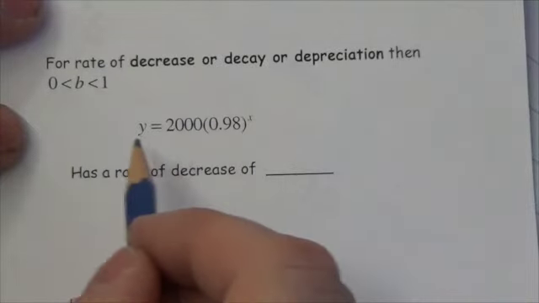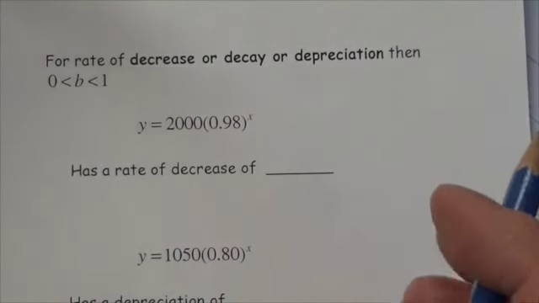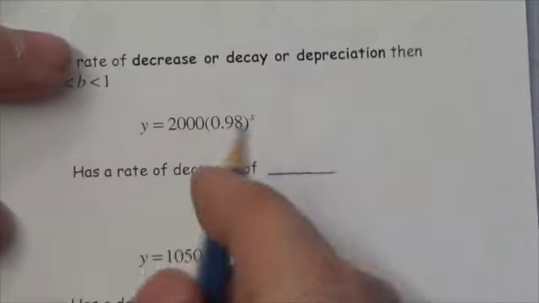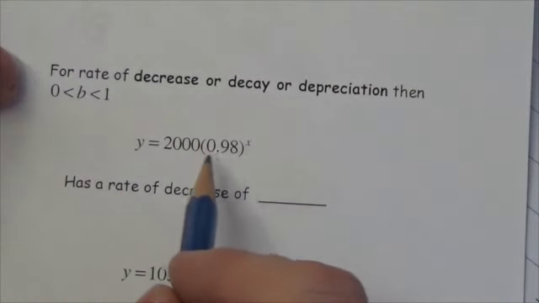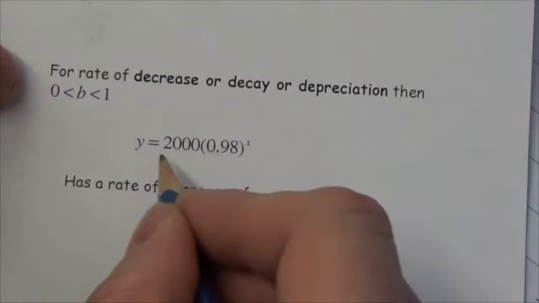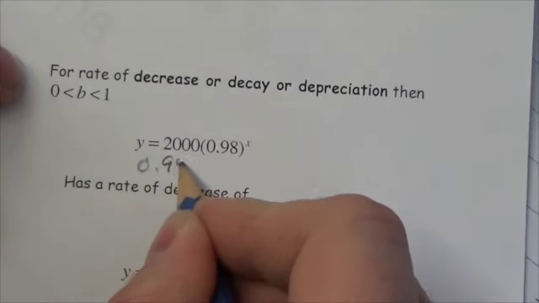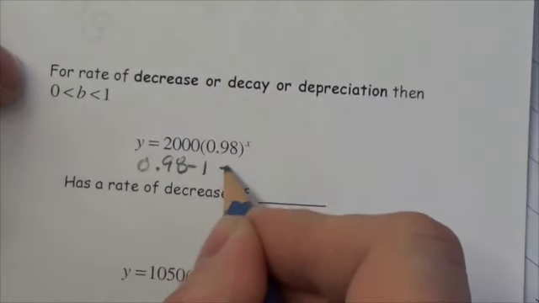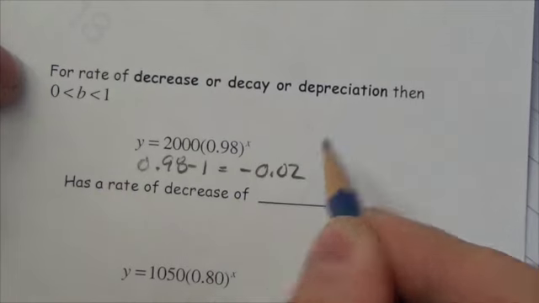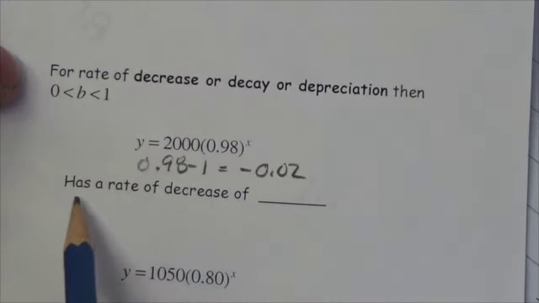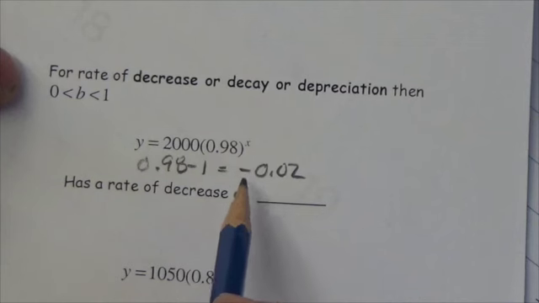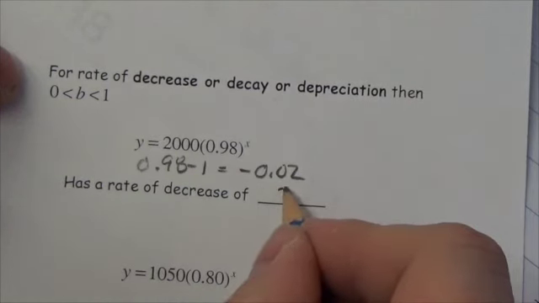Over here, we'll do the exact same thing, just in the opposite direction. So we've got 2,000 times 0.98. Now notice that this is less than 1, so this is going to be decreasing. So 0.98 minus 1, and we're going to get negative 0.02. This represents a decrease or a loss, that's the negative, of how much? 2%.